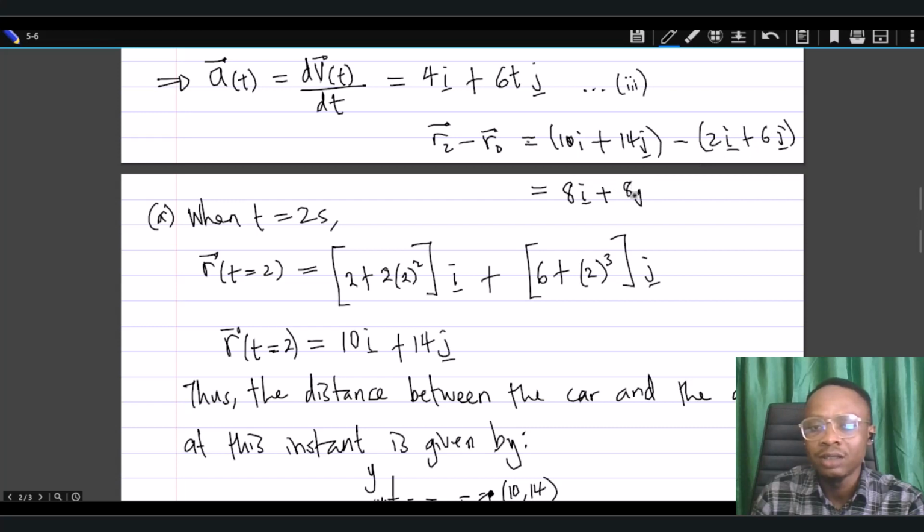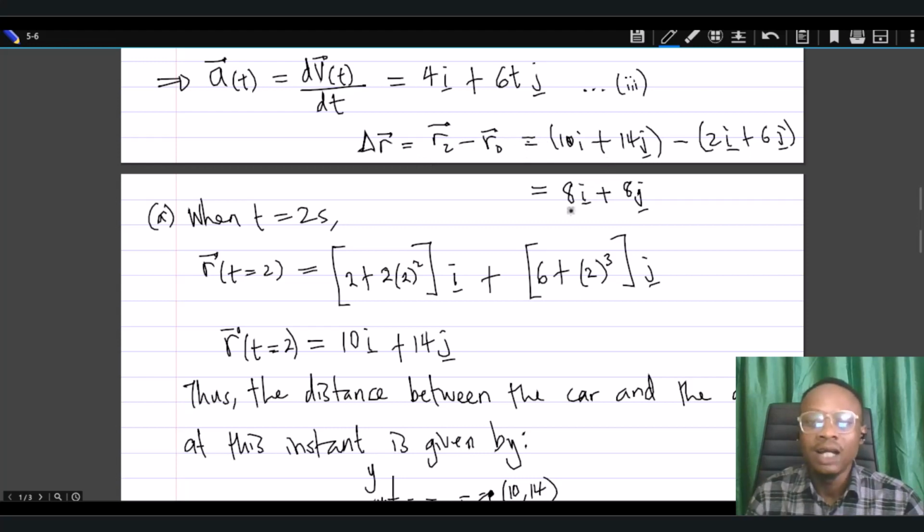Okay, 8i plus 8j, and this is the displacement. So this here is delta r, which is the displacement. So if we needed to find the displacement delta r between the interval from t equal to 0 to t equal to 2 seconds, this is what we would do.